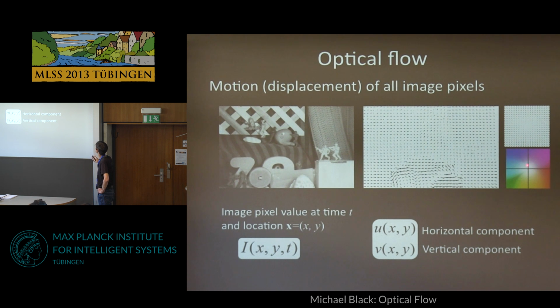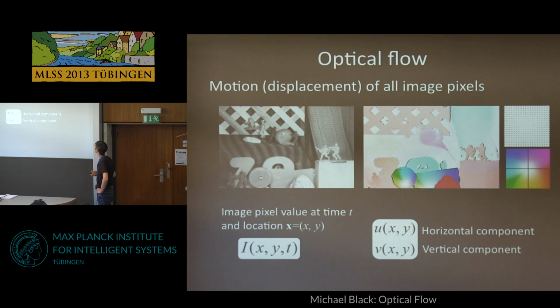Small motions are going to be close to white or not very saturated. The larger the motion, the more saturated, and color is going to encode the direction. So this is an example of the optical flow between these two pairs of frames. So how every pixel moved. Remember, it's the apparent motion of the pixels. Any questions so far about the representation?